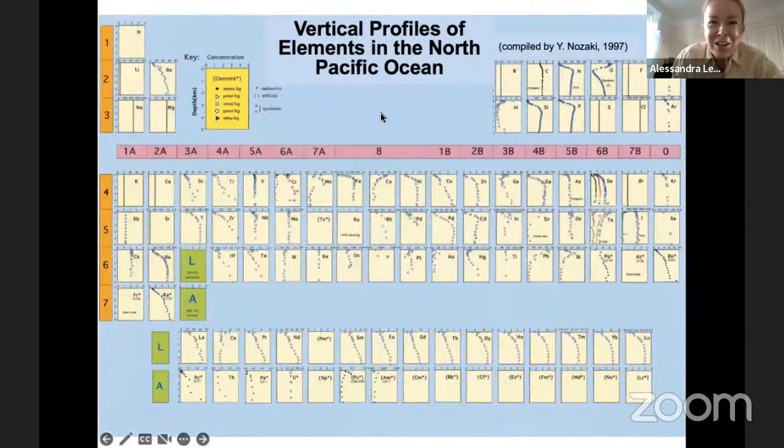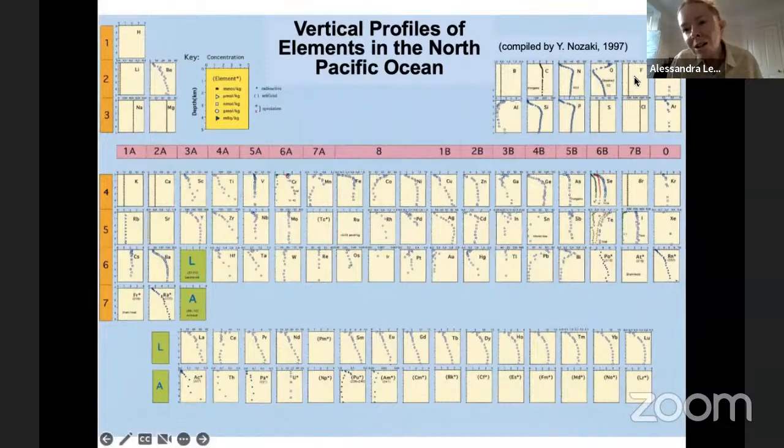This is an interesting periodic table showing the vertical profiles of various elements in the ocean from an iconic 1997 Nozaki paper. And this shows the behavior of different elements. We have a lot of elements that are depleted in the surface waters, and then as you go down with depth, their concentrations increase. So the classical limiting nutrients like iron and nitrogen and phosphorus and silicon are all depleted in the surface water, and their concentrations increase with depth.